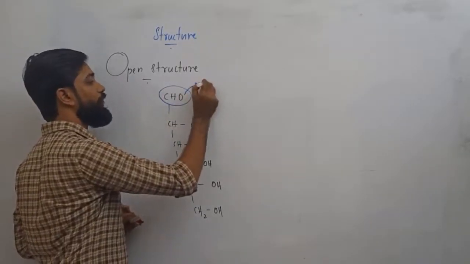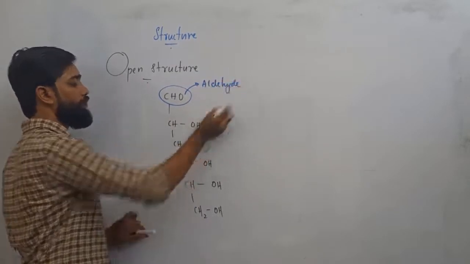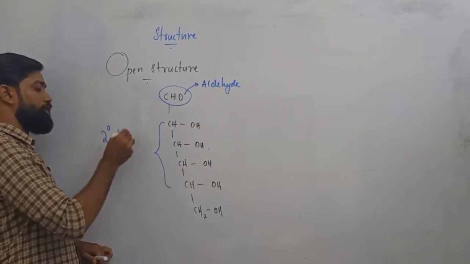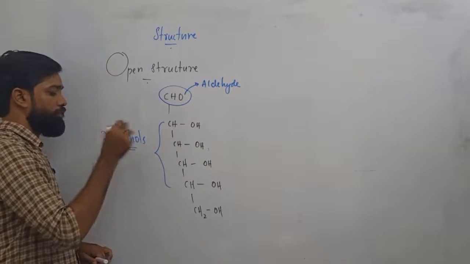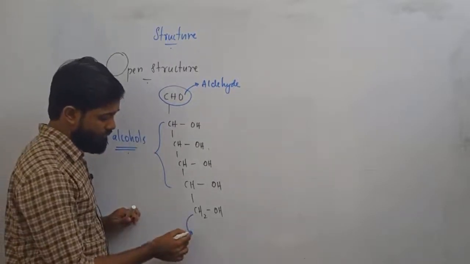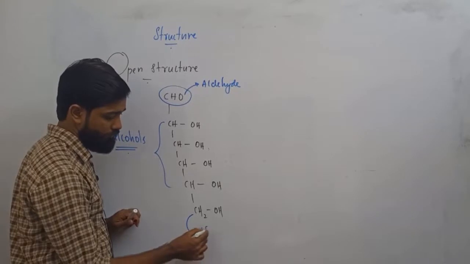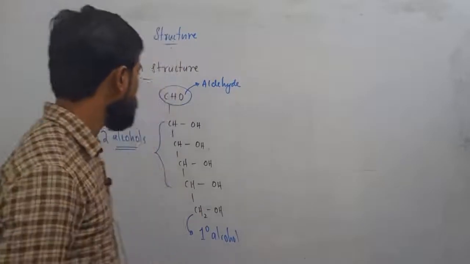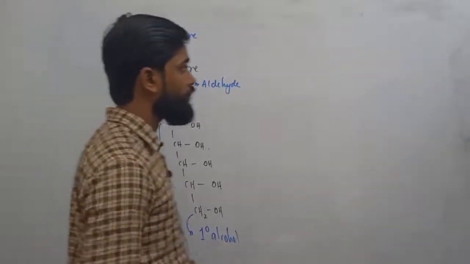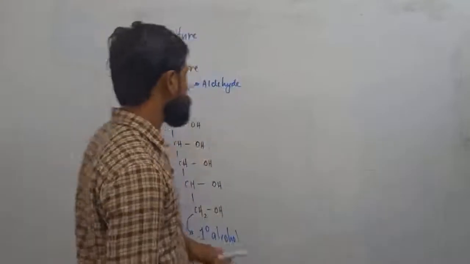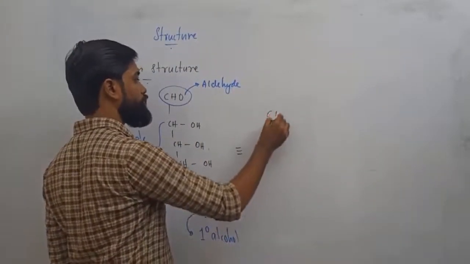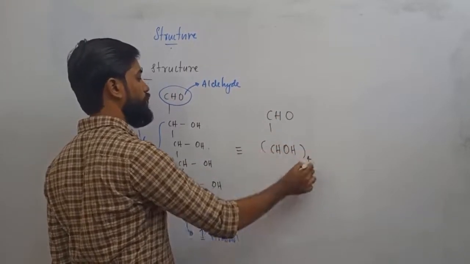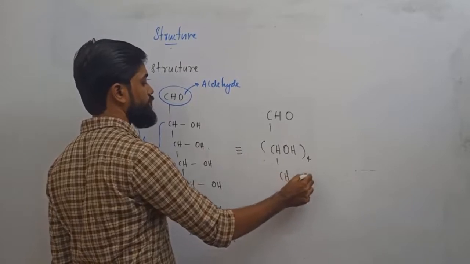The first carbon is an aldehyde carbon, four others are secondary alcohols, and the last one is a primary alcohol. So these are the basic structural requirements of glucose. This can be written in this form also, CHO, where all the secondary alcohols can be clubbed together like this, and finally the CH2OH.